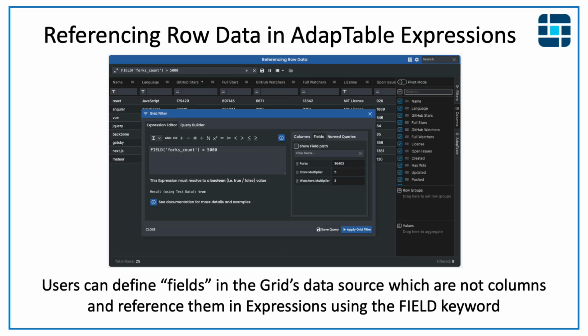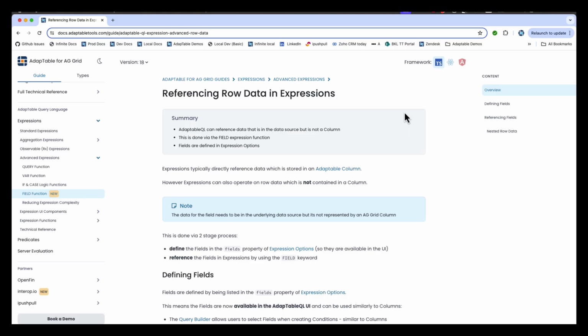In this video, we're going to look at how to reference row data in expressions. What we mean by that is when you want to use an expression for a grid filter, a calculated column, a conditional style, etc. But the data you're using is in your data source, but is not a column. This is often the case where you've got very, very big data sources, only a subset of which you've turned into columns, but you still want to reference the other fields in the expressions you create.